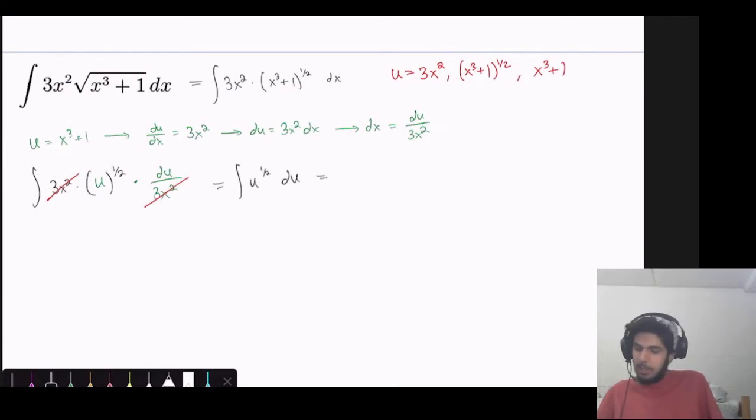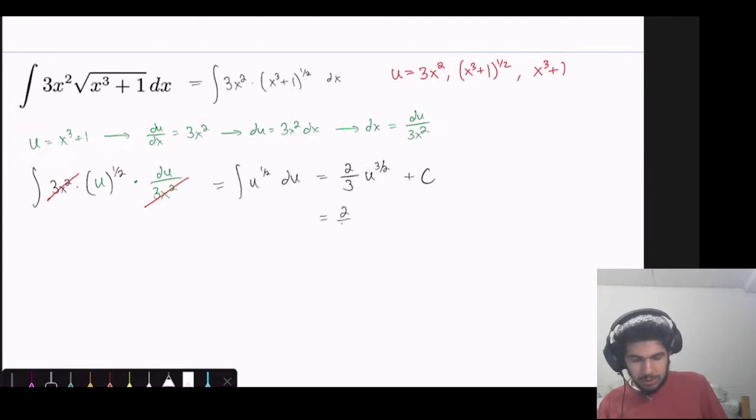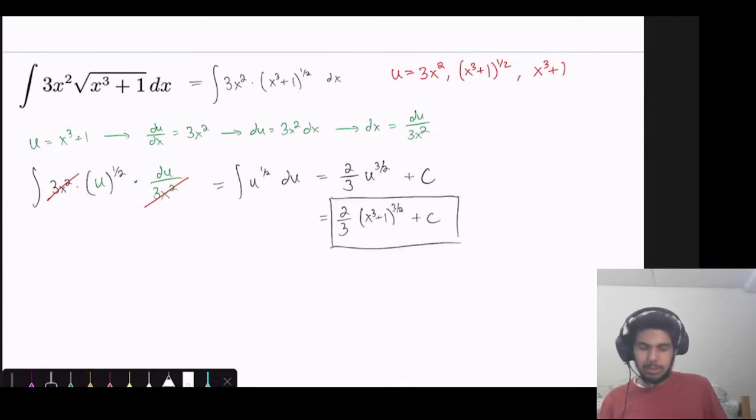And that's just a simple power rule type thing. So we increase the power by 1, so 1/2 plus 1 is 3/2, and we divide by that new power. Dividing by 3/2 is the same thing as multiplying by 2/3. So 2/3 u to the 3/2. Don't forget your plus c. And finally, we want our answer in terms of x. Right now we're in terms of u, so we have to plug it in. So we get 2/3 times x cubed plus 1 to the 3/2 plus c, and that is our answer.